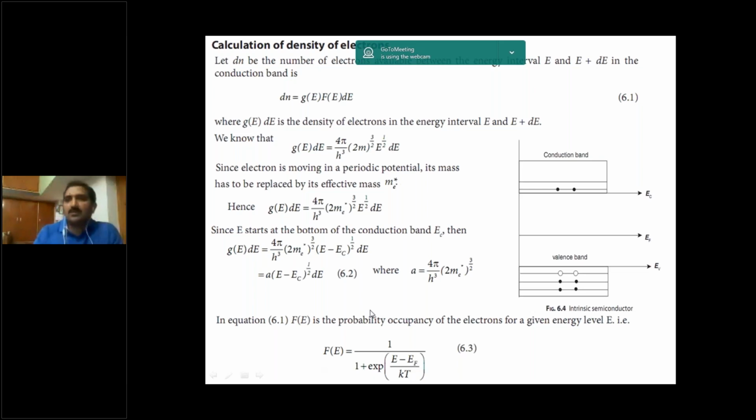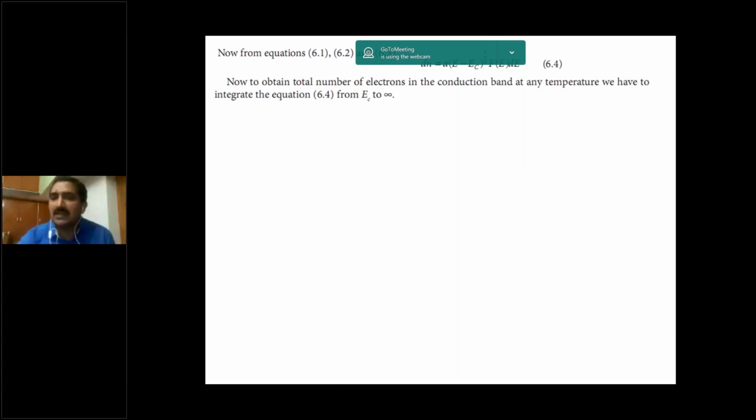What is the probability function? The Fermi-Dirac distribution function gives the probability of finding an electron in an energy level. I will explain with an example in the next. So now from the above equations, dN can be written as dN is equal to A into (E minus EC) whole power 1 by 2 into f of E into dE.